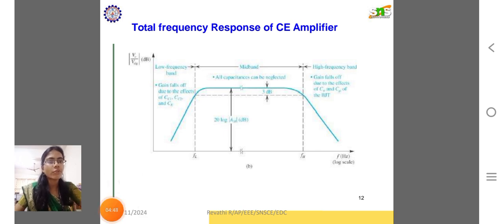So the total frequency response graph is plotted across decibels and hertz, where in the mid-range frequencies the gain is flat, and at the lower and higher frequency ranges it drops off. Thank you.